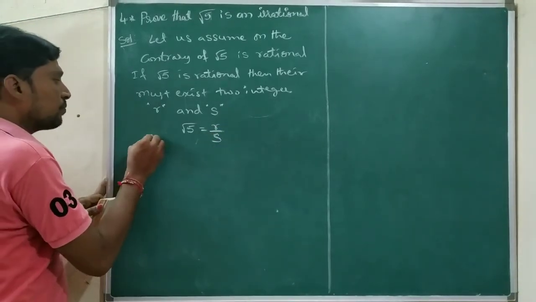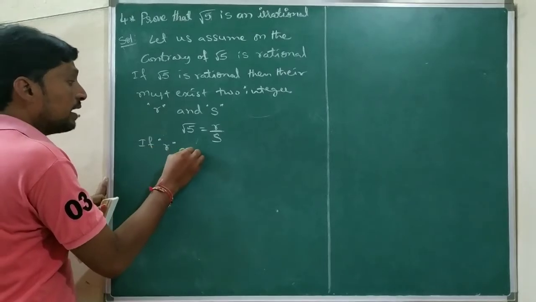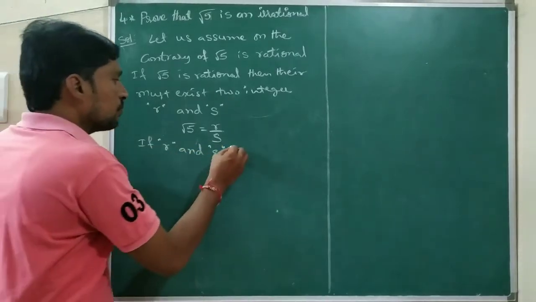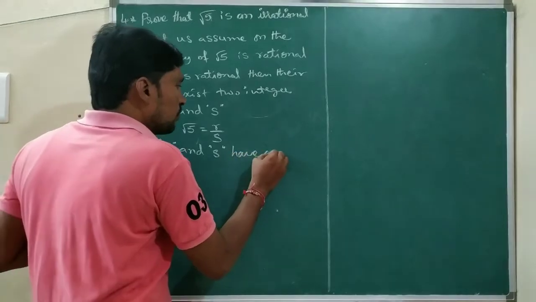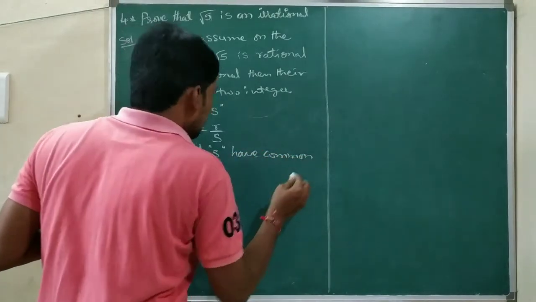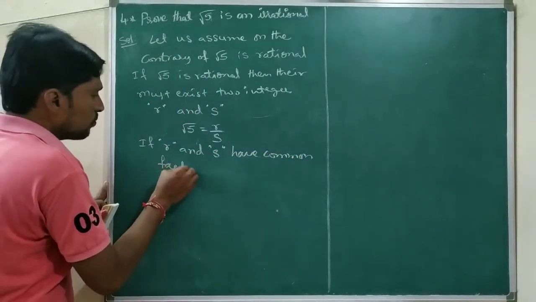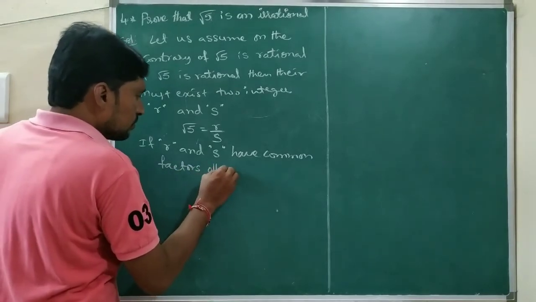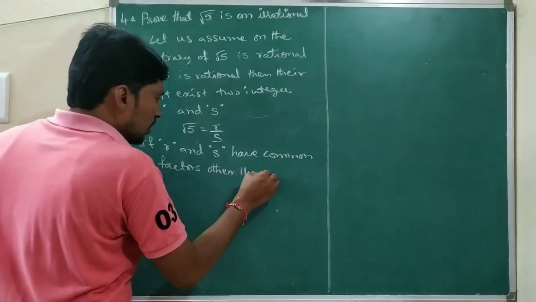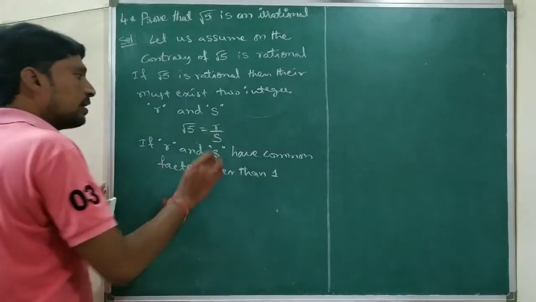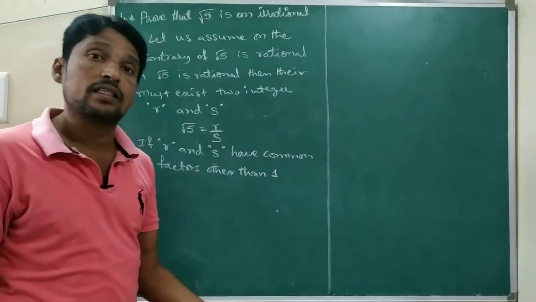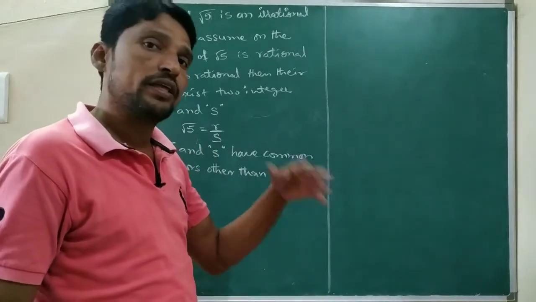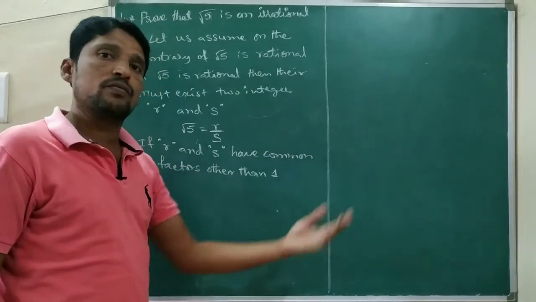If R and S have common factors other than 1, R and S are having common factors other than 1. Other than 1 means it may be 2, 3, 5, 6, whatever it may be. So they are having one more common factor.